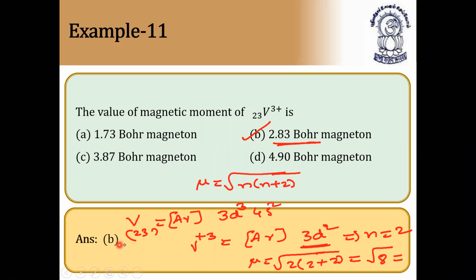These types of questions are most important for entrance examinations. That's why repeatedly we are discussing all these questions. So please note down, the answer is 2.83 Bohr magneton, that is 2.83 BM. Next question.